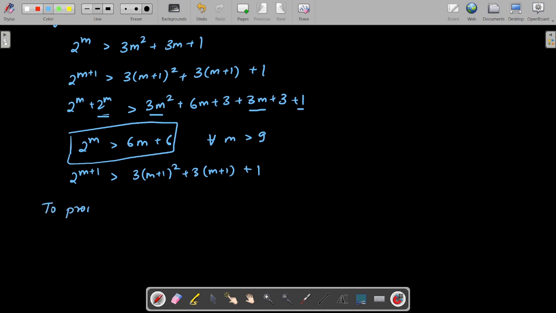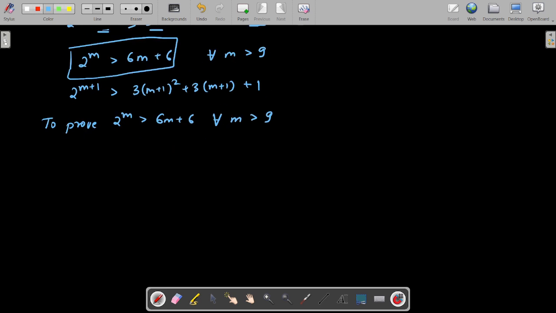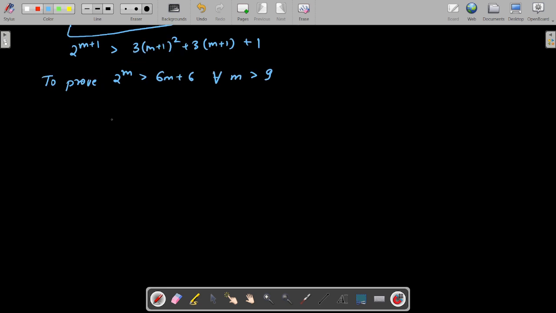So essentially our new question has become that we need to prove 2 to the power m is greater than 6m plus 6 for all m greater than 9, right? Again we take the base case, m equal to 10, 1024 is greater than 66, which is true.